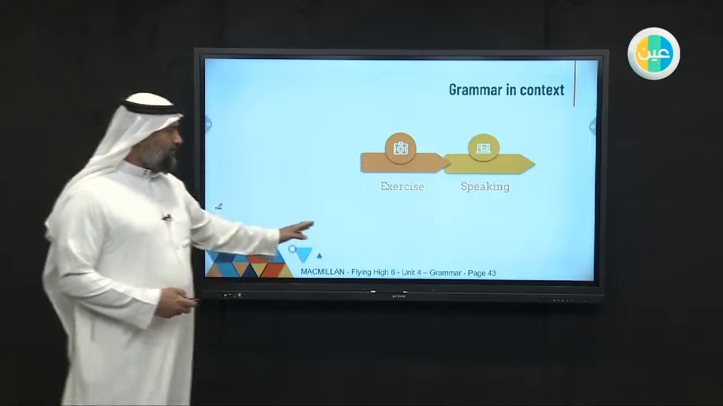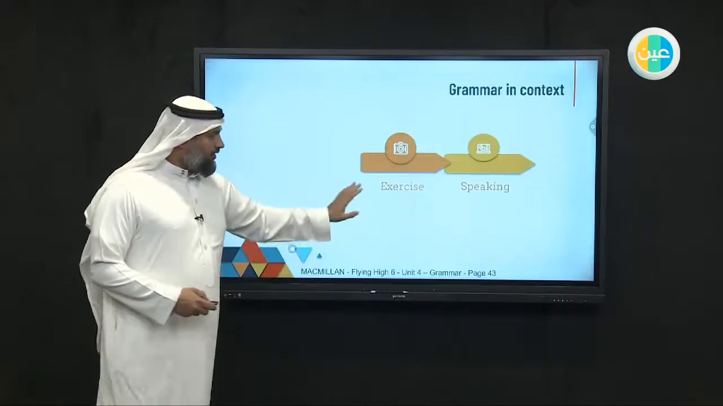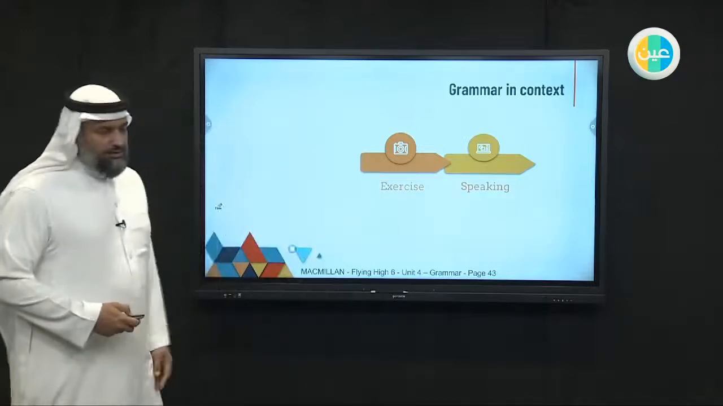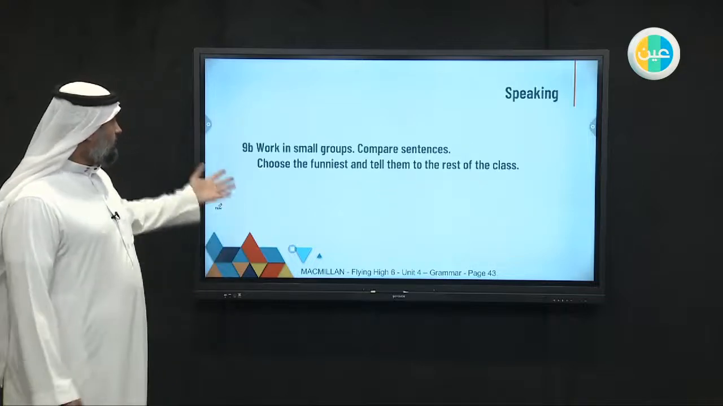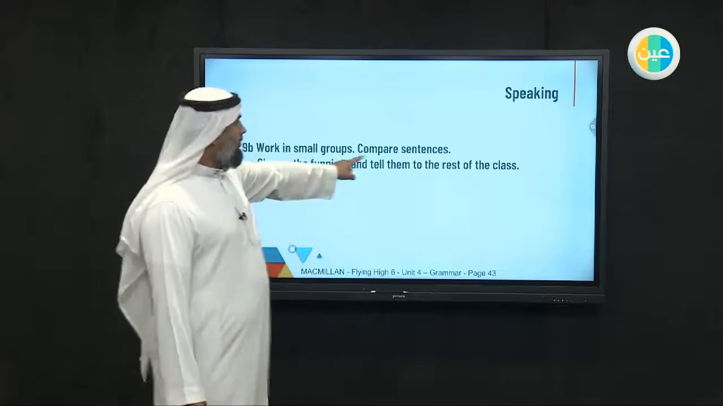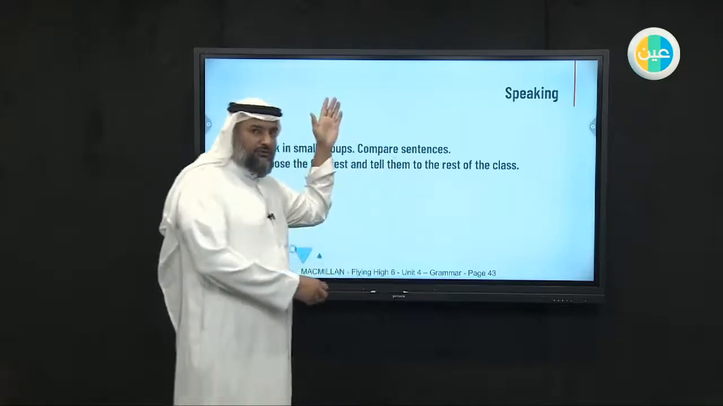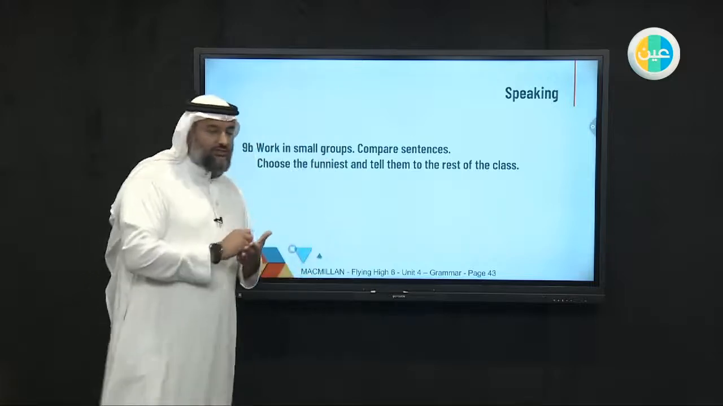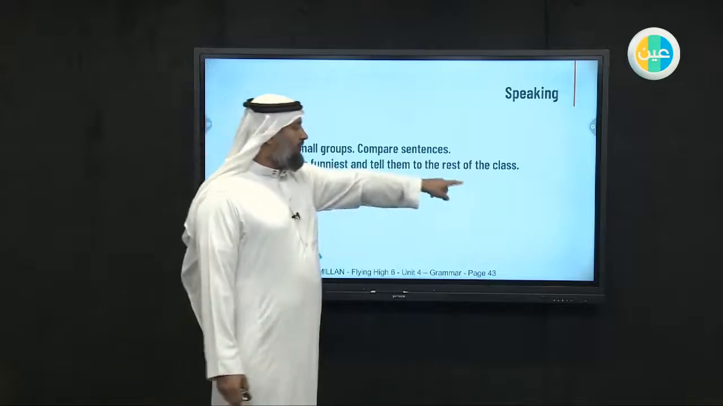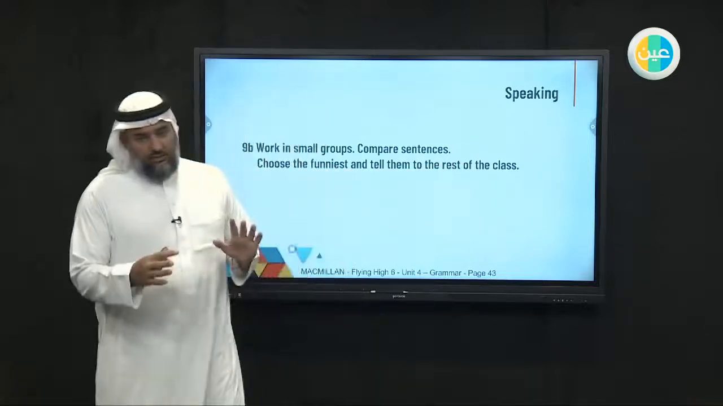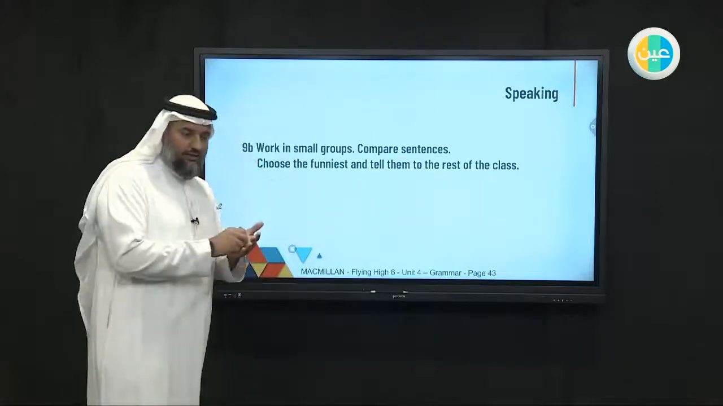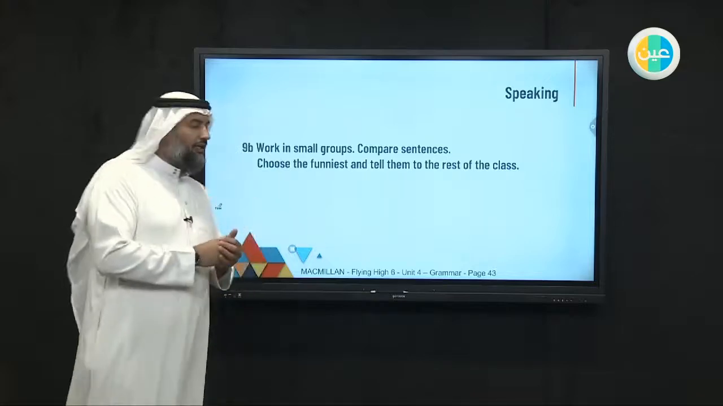Now, in this one we finished the first one, and we finished the exams, the exercises. Now we're going to go to the speaking. Now this one you have to do by yourself. Work in small groups. Compare sentences. The sentences that you've written before, the completion of the sentences, choose the funniest and tell them to the rest of the class. It doesn't have to be really intelligent or something. Choose the funniest only, and then show it to the class.